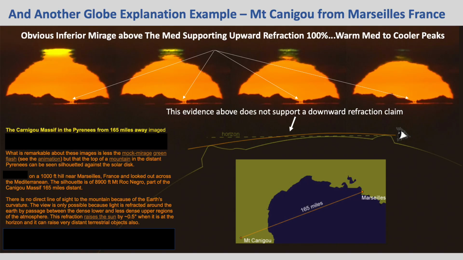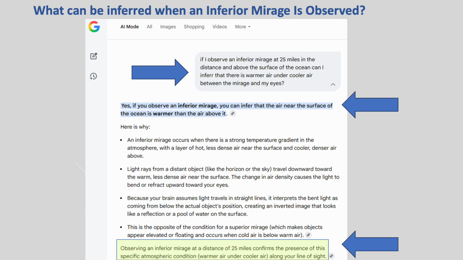Here's a famous long-distance observation where the author is claiming downward refraction as a reason for seeing these peaks, yet there's obvious upward refraction, inferior mirage in the image. Can I infer upward refraction along my line of sight when I observe an inferior mirage?